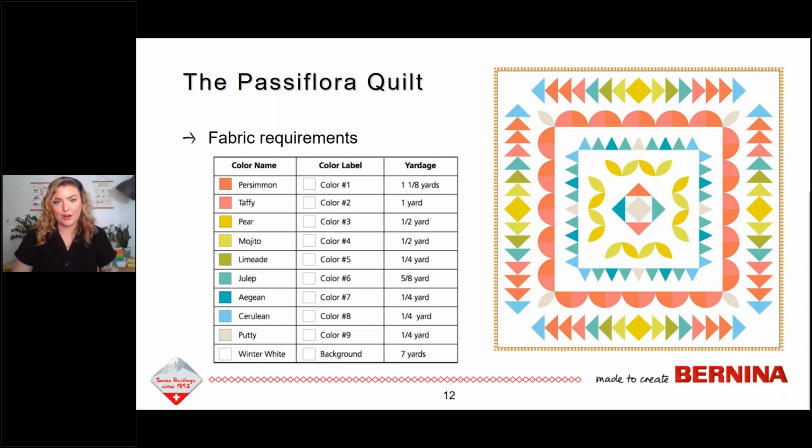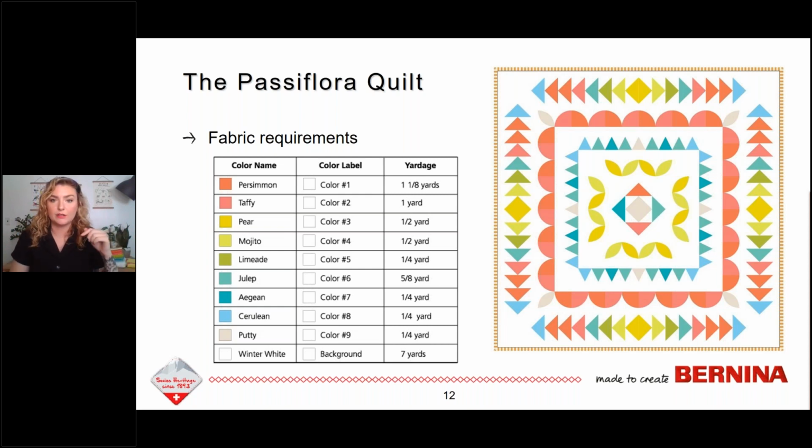So the fabric requirements for this quilt are listed here. I have listed the actual color names that I used for the Tula solids, so you could make this exactly as I have and have yours match mine. But if you have a different color palette in mind, or you want to use up what's in your stash, the second column of this table is going to let you fill in the color that you're choosing for that placement.